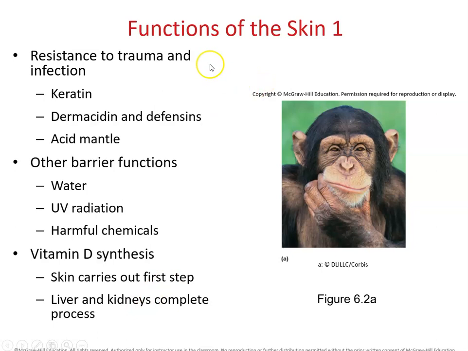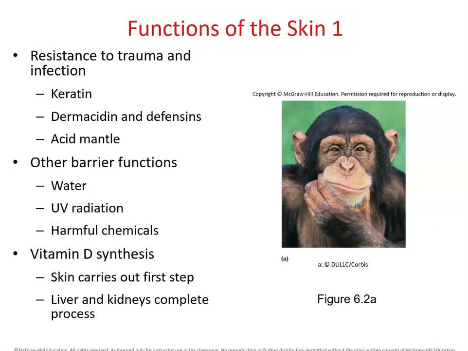So we know that the skin's job is to prevent trauma and infection. We have some different ways that it can do that. It has the tough keratin protein. It also has dermcidin and defensins, which are antimicrobial, and also an acid mantle. Your skin secretions are acidic, and that helps prevent a lot of pathogens as well.